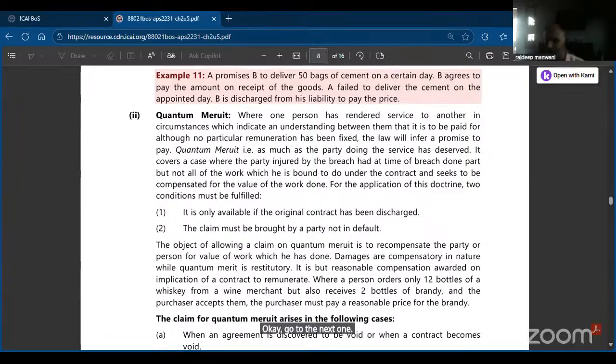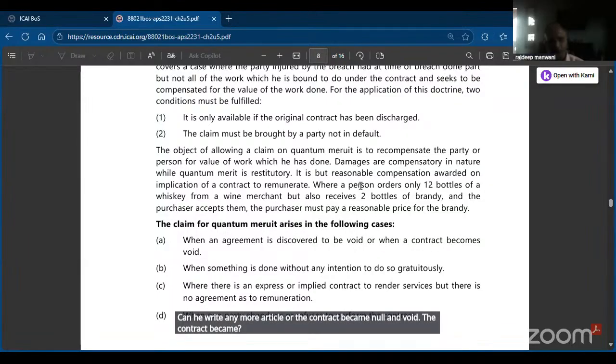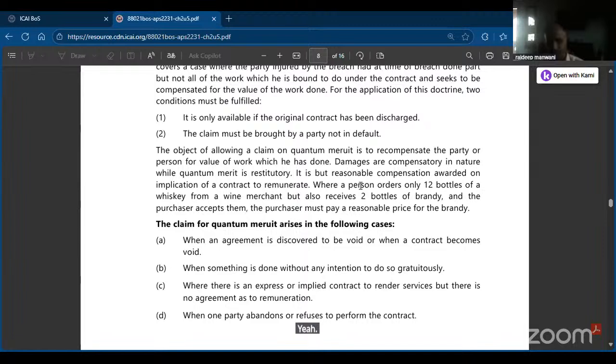Okay, go to the next one. Next, just read when does quantum meruit arise? Yes, sir. The claim for quantum meruit arises in the following cases. A. When an agreement is discovered to be void or when a contract becomes void. So the contract became void, no? Remember here in Planch versus Colburn, can he write any more articles or did the contract become null and void? The contract became null and void.